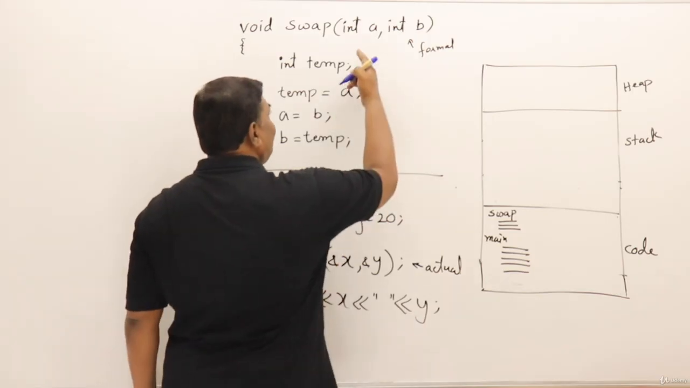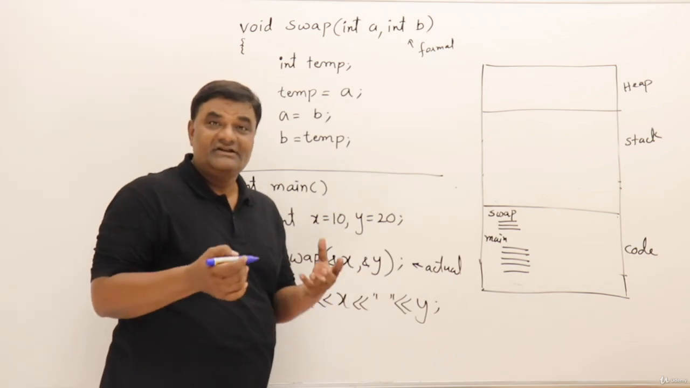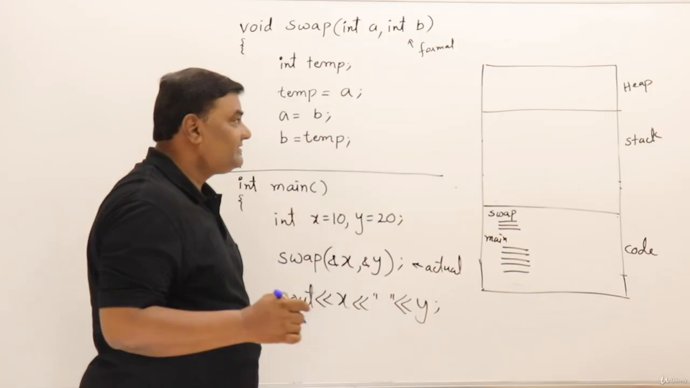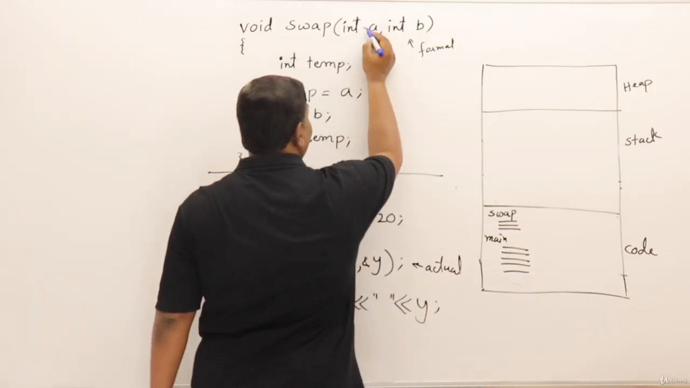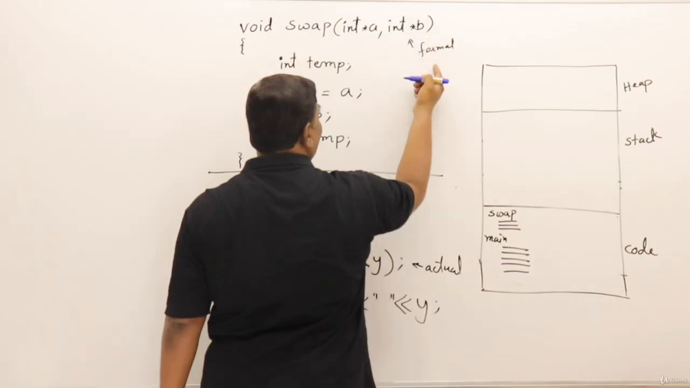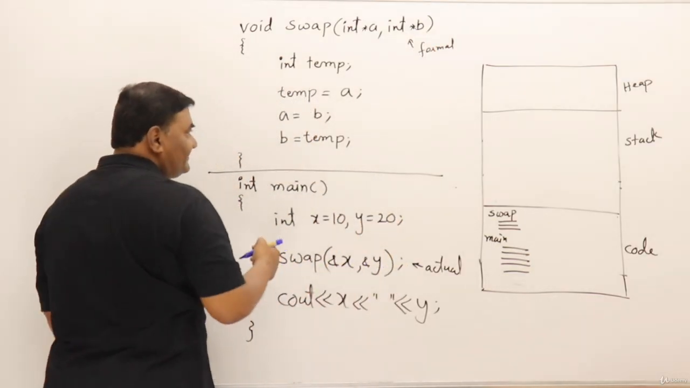Then who can take addresses? You know well that the variables which store addresses, which variables are used for storing addresses? Yes, pointer variables. So these must be pointers. So I should declare them with a star to make them pointers. Now the formal parameters are pointers, and the actual parameters are addresses of variables.